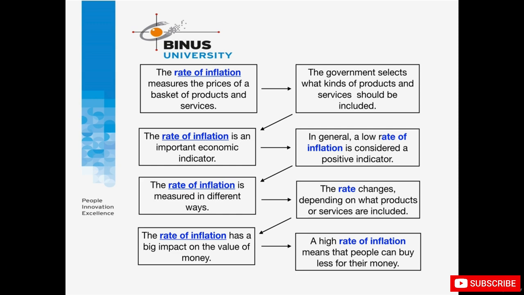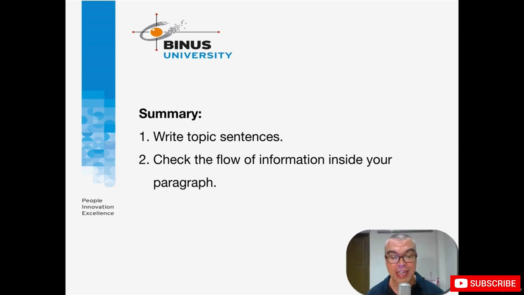So there you have it. These are the two ways to manage the flow of information. One is to change topic from one sentence to the next. And then the second way is to maintain the same topic and give additional comments on that. That's the end of today's lesson. Let me just summarize what you need to do.